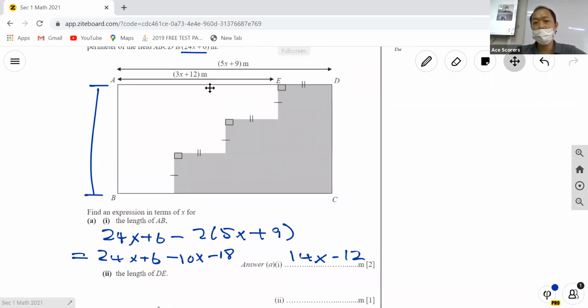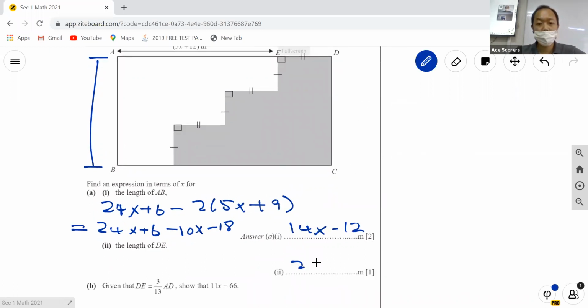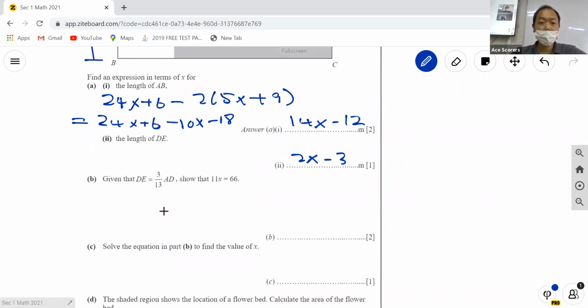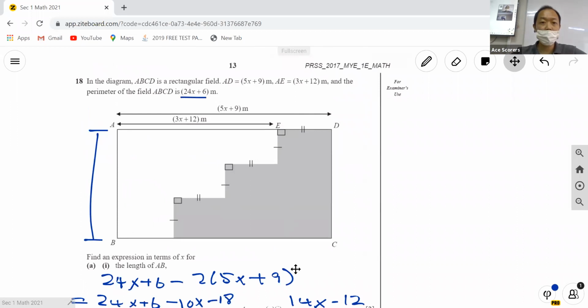Next, find the length of DE. So DE is this one. Just long minus the short. We get 5x plus 9 minus 3x plus 12, so it's 2x minus 3. Pretty simple, I can even do it mentally. Given that DE equals 3 over 13 of AD, show that 11x equals 66. So DE, which is 2x minus 3, equals 3 over 13 of AD, and AD is 5x plus 9.